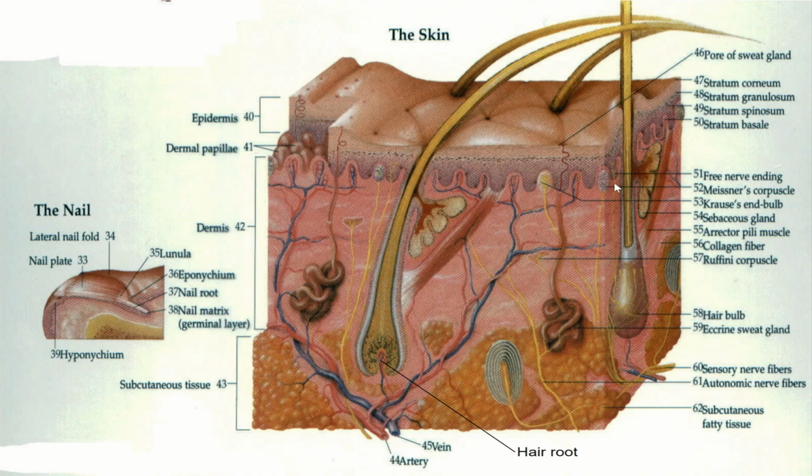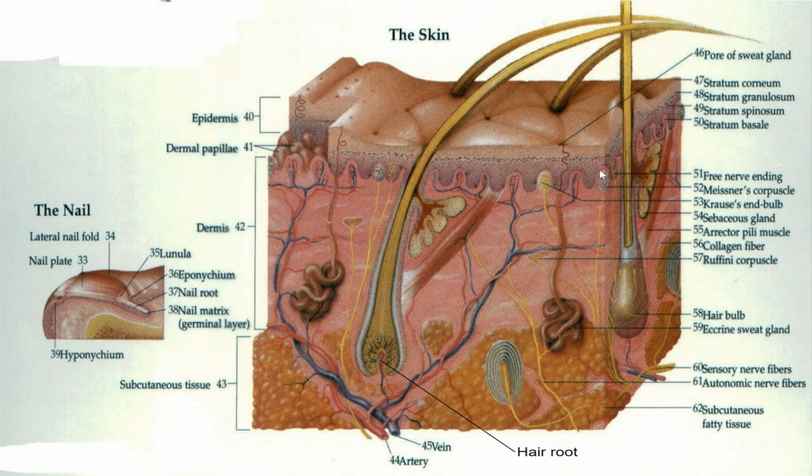The free nerve ending, if you look, runs into the papillary layer right there, and you can see it's just sitting all on its own, a free nerve. The free nerve ending's main role is to detect heat and pain. It's a thermoreceptor, so it responds to changes in temperature, and it also responds to pain.